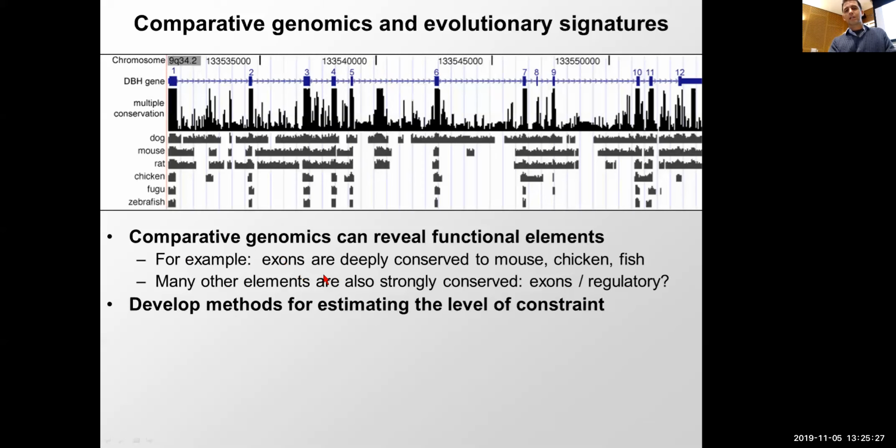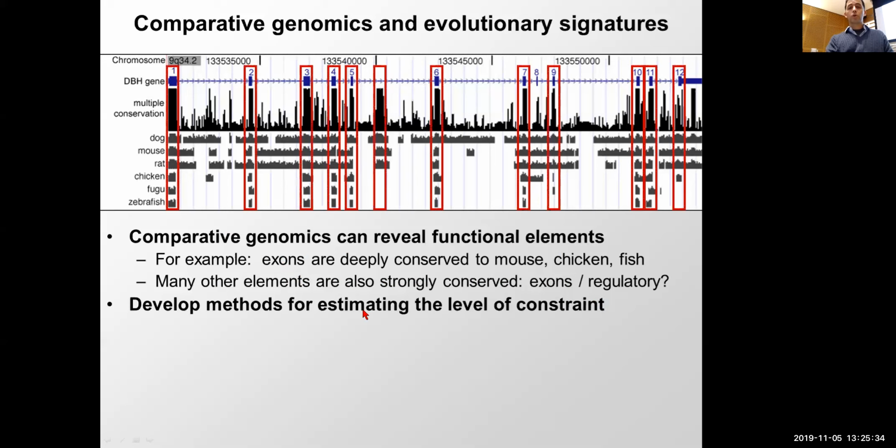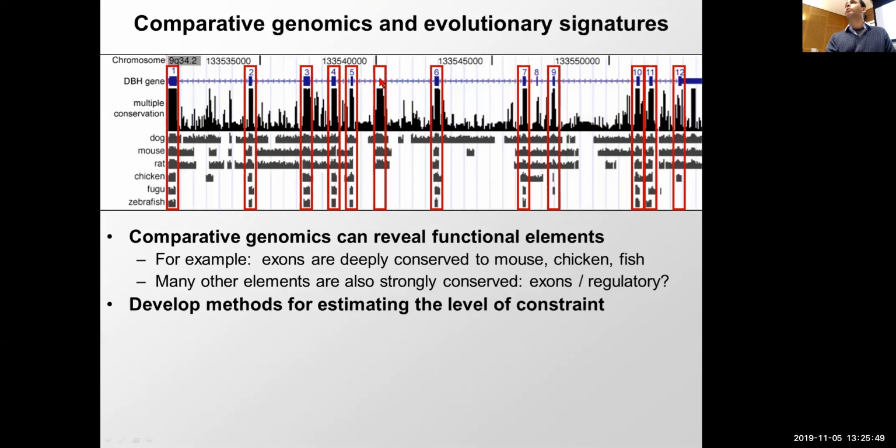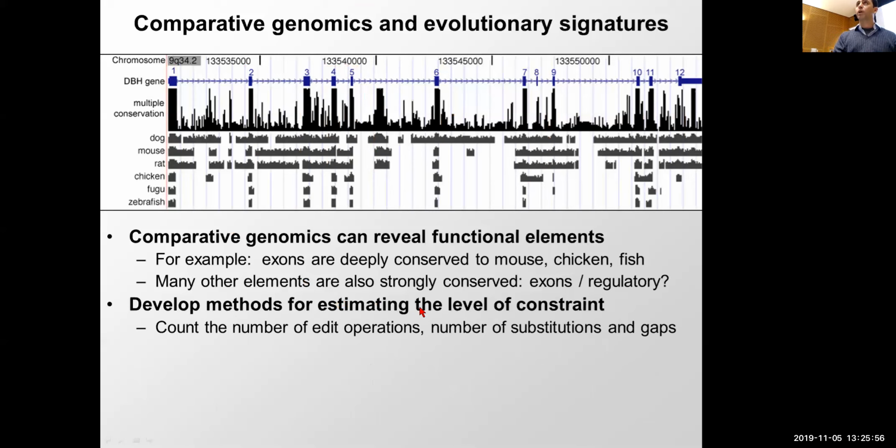So basically, we're finding that exons are deeply conserved to mouse, chicken, fish. Many other elements are also conserved. Are these exons, are they regulatory? So, as we can see, there's all of these big islands of conservation, and some of them are in fact protein coding or known to be protein coding, and others, we don't know whether they're protein coding or not. So we're gonna find out. So basically, what we're gonna do is estimate, number one, the level of constraint, but two, estimate the type of constraint. So how do we go about finding the level of constraint?